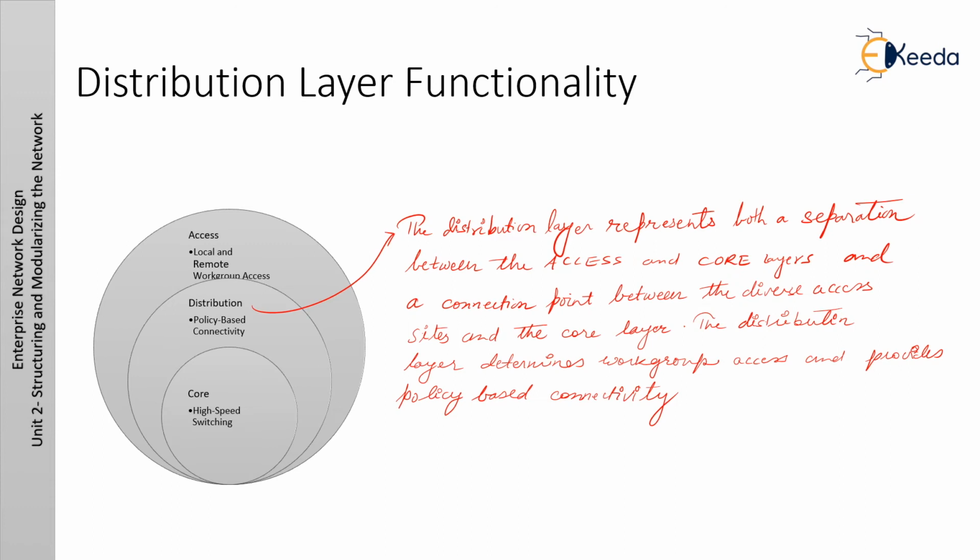This diagram shows the hierarchical network model. So here we are going to discuss distribution layer functionality. The distribution layer represents both a separation between the access layer and the core layer, and a connection point between the diverse access sites and the core layer. The distribution layer determines work group access and provides policy-based connectivity.